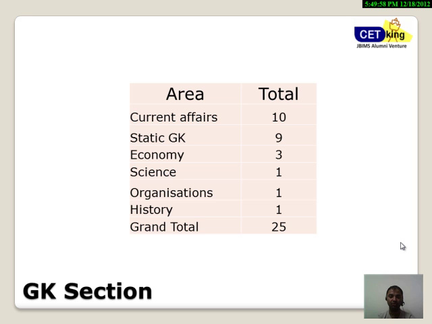So 9 questions. 3 questions on Indian economy. Science 1 question, organization 1, history 1. So that's overall 25 marks. So again, a breakup of the paper.